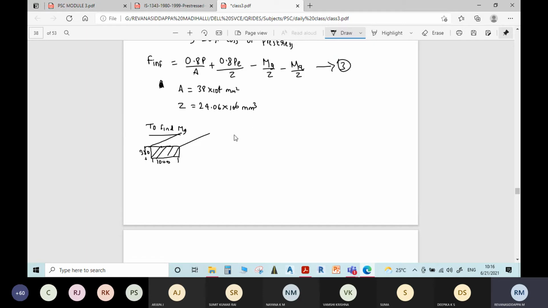It will be, therefore, the dead load of the slab, that is for 1 meter width, equal to 0.38 into, that is cross sectional area multiplied by density. Cross sectional area is known, that is 38 into 10 power 4. 38 into 10 power 4 is the cross sectional area multiplied by density.